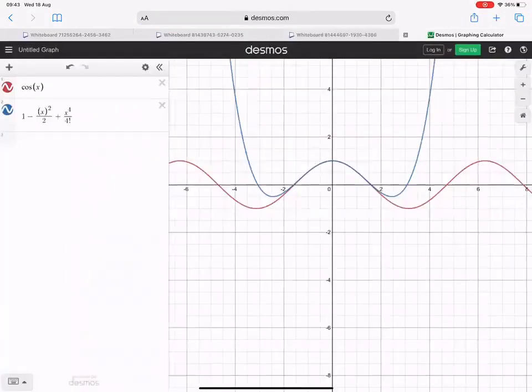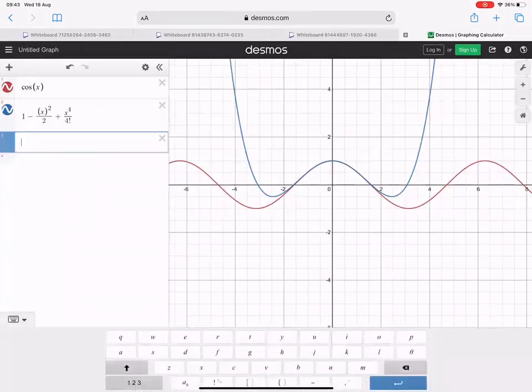Okay. So back to Desmos. Let's see. That's L for lambda. Let's make a function. F.